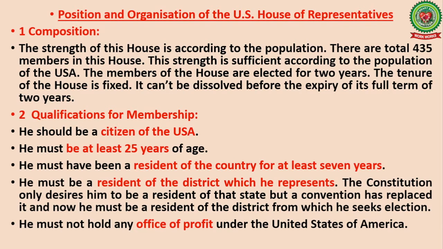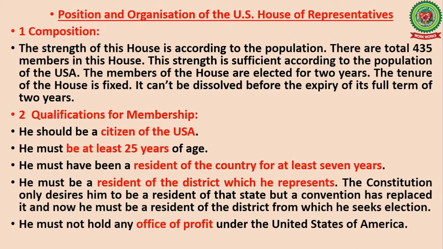Now I will talk about qualifications for membership. First, he should be a citizen of the USA, then he must be at least 25 years of age. He must have been a resident of the US for at least 7 years. We have talked about these qualifications of the legislature before. Now here the talk is typically about the House of Representatives.